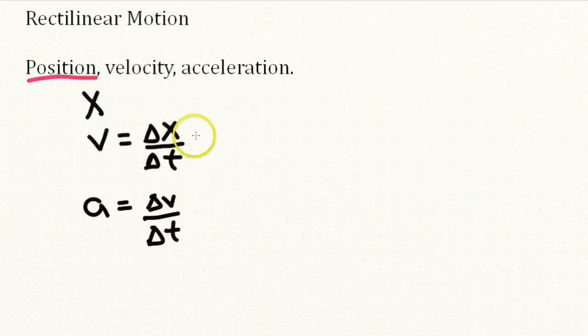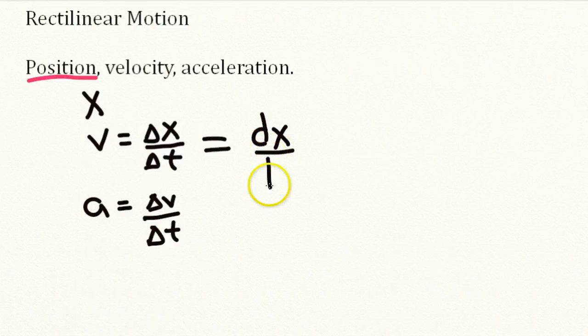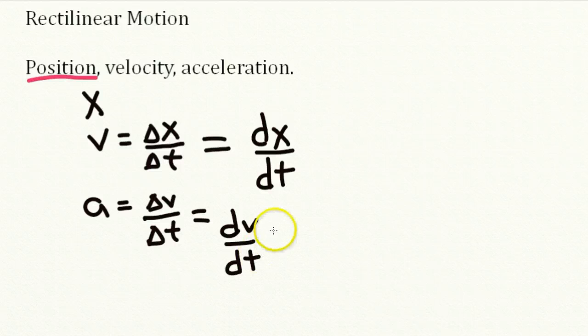Now these indicate average velocities and average accelerations, and so we can get the instantaneous velocity by changing this to a derivative. And the instantaneous acceleration we can write this way. And of course that is the second derivative of the position with respect to time.